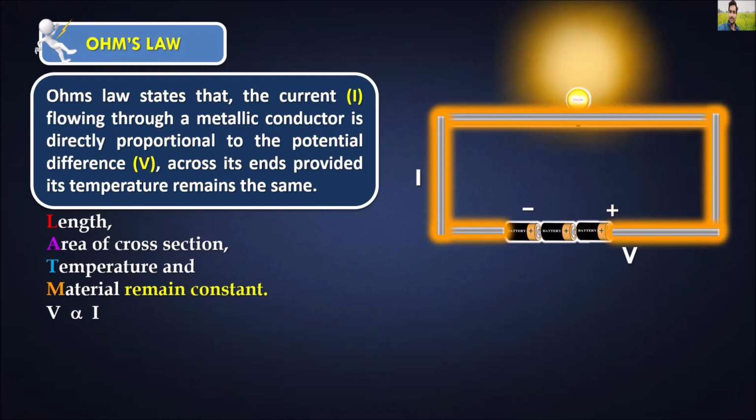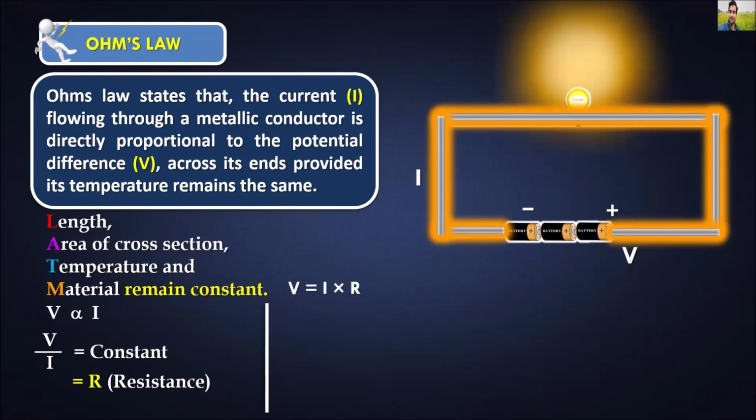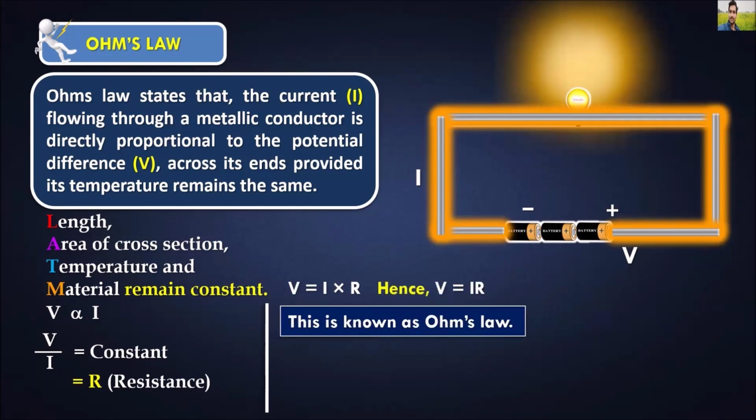V is directly proportional to I, which means if we increase voltage, electric current in the circuit also increases. Or else you can say the ratio of V and I, the ratio of electric potential and electric current, is constant. This constant is represented by capital R and is known as resistance. Or else we can say V equals IR. This is known as Ohm's law.